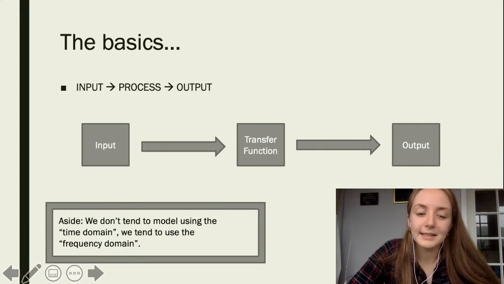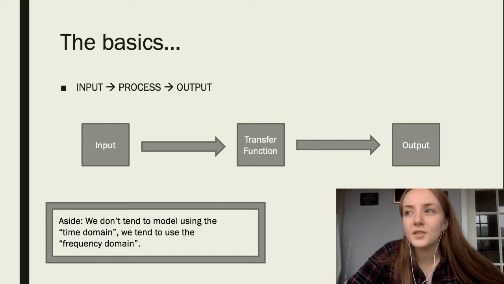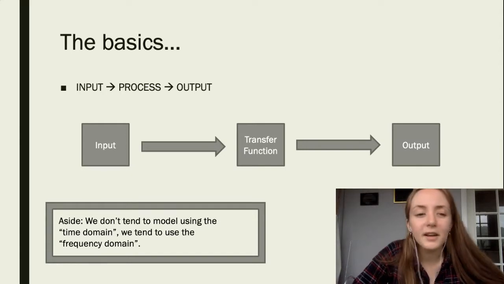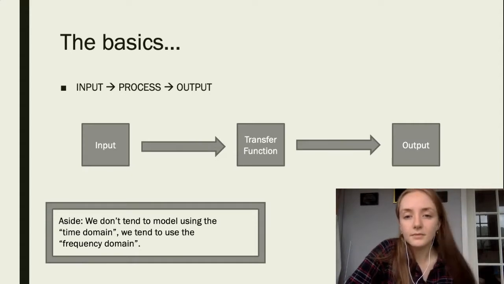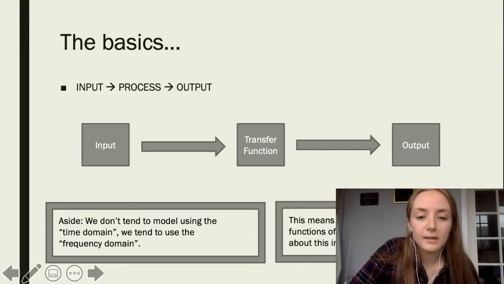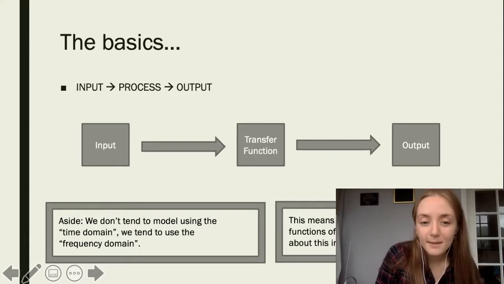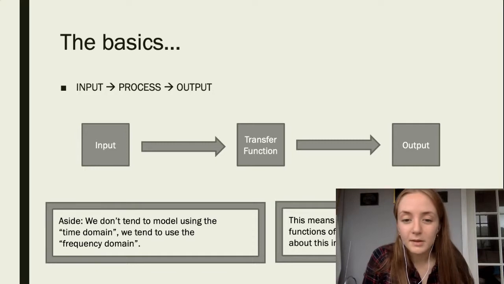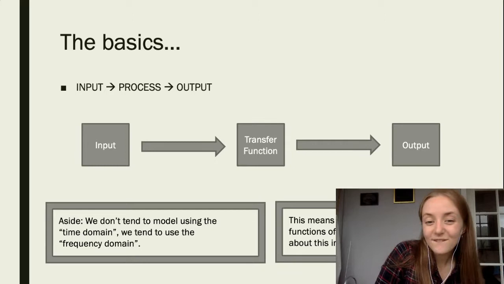As a quick aside, this is something that is worth knowing, I suppose, when you get into your first year of university, but I wouldn't worry about it too much now, is that in our block diagrams, we don't tend to model using the time domain. We tend to use the frequency domain. And what that means is this block that's going to be underneath my face right now, I'll just read that out to you and then kind of explain. What the block says is, this means that our input, output, process are functions of frequency, not time. You will learn more about this in year one.